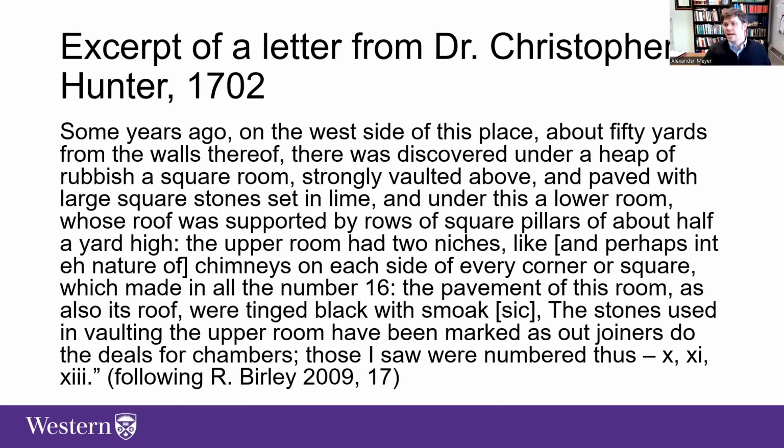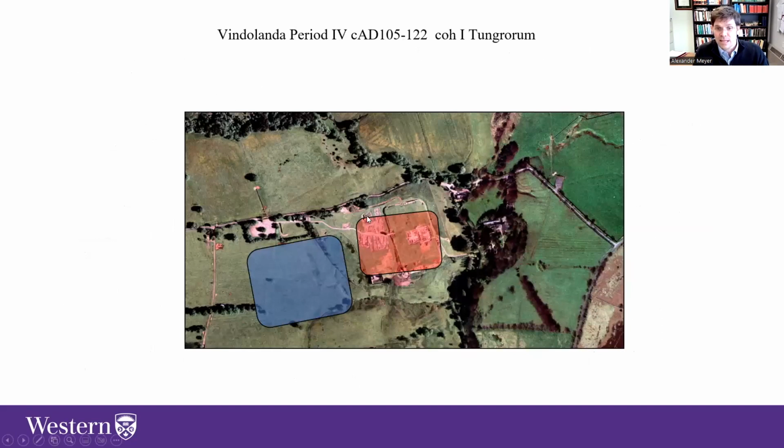Now, the history of Vindolanda, at least the modern history of Vindolanda, really began in 1702. So we're going to go back that far and talk about this. The first time that Vindolanda appears in the modern historical record was in that year in a letter from Christopher Hunter. This is undoubtedly talking about the 3rd century bathhouse on the site. I'm sure that most of you know exactly where that is. Otherwise, we can go back. I'm going to show you exactly where that is. So talking about this area up here.